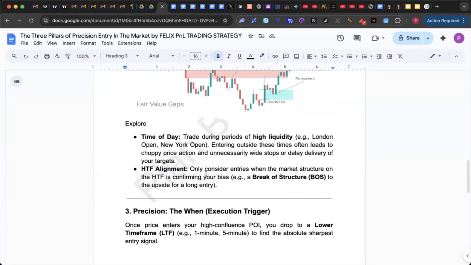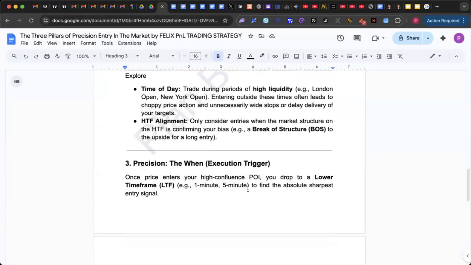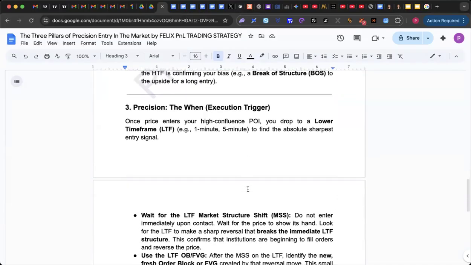So higher time frame alignment: only consider entry when the market structure on the higher time frame is confirming your buyers, e.g., break of structure to the upside for a long entry. Now, precision. So this is now, when should I enter? All right, look at it.